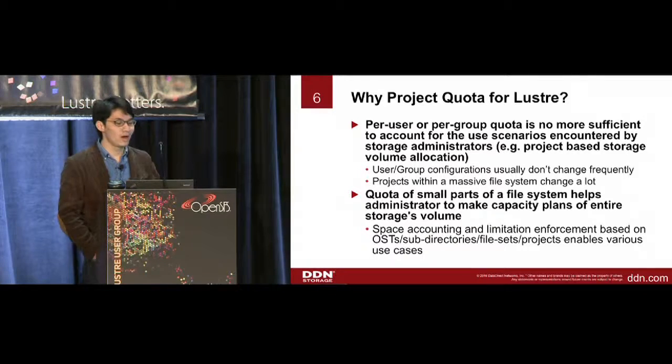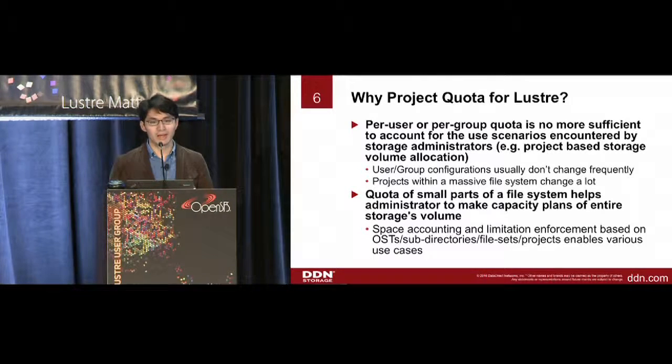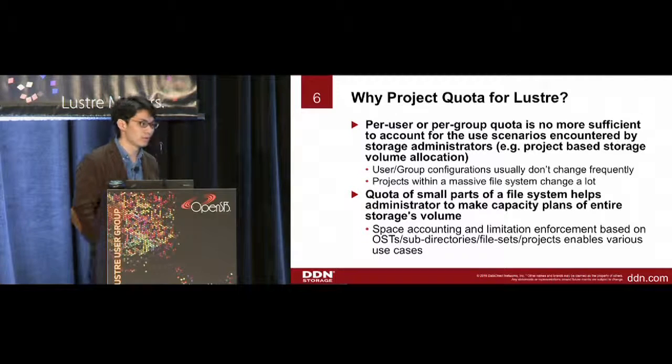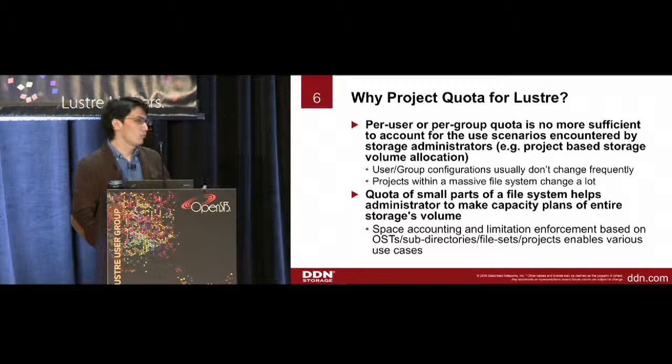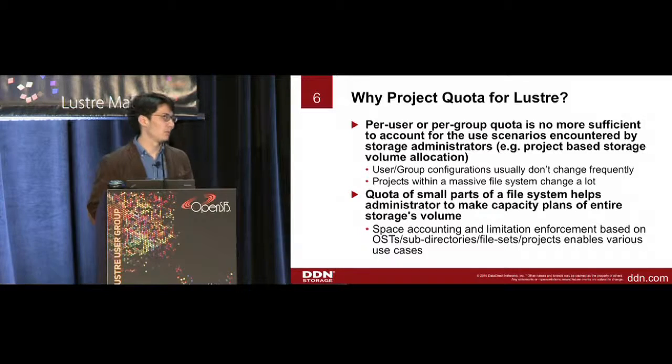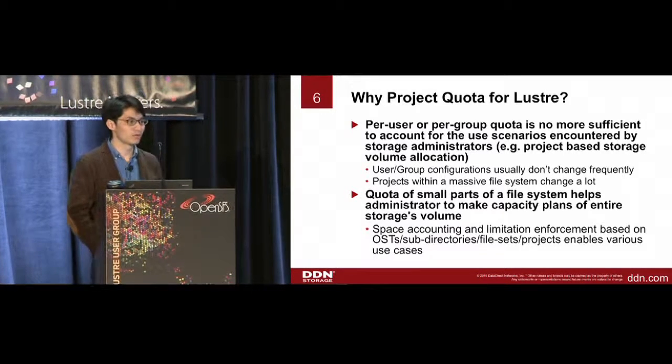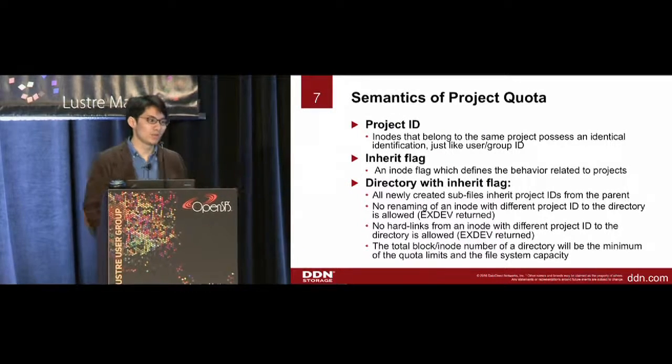Okay, here comes another question. Why do we want Project Quota? We already have user quota and group quota. However, as far as we know, user or group quota are not enough for some use cases, because we don't change user or group quota configurations frequently, right? But the projects in a file system might change frequently. That means we can't use user or group quota for these use cases. And if we have Project Quota, we can do the space accounting and limitation enforcement based on OSTs, based on subdirectories, based on filesets or projects. And if we are able to do that, we can use it in different kinds of use cases. And that's why we want to implement Project Quota.